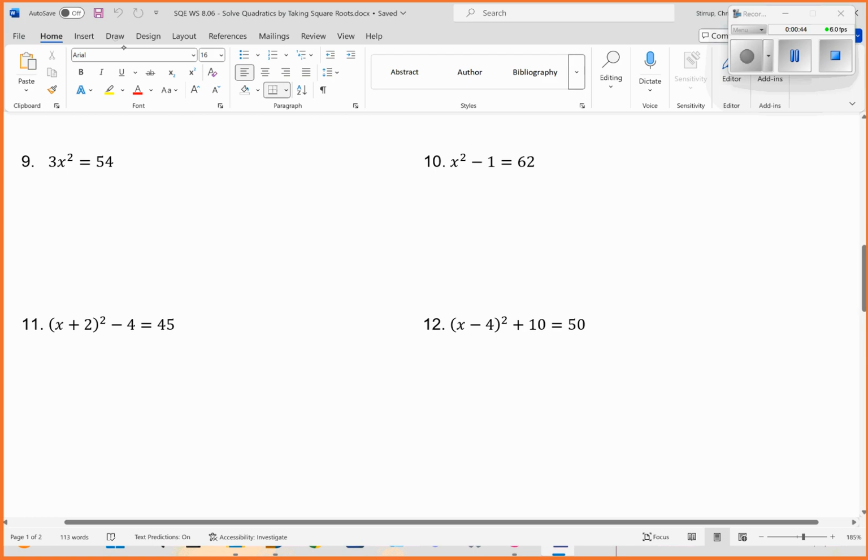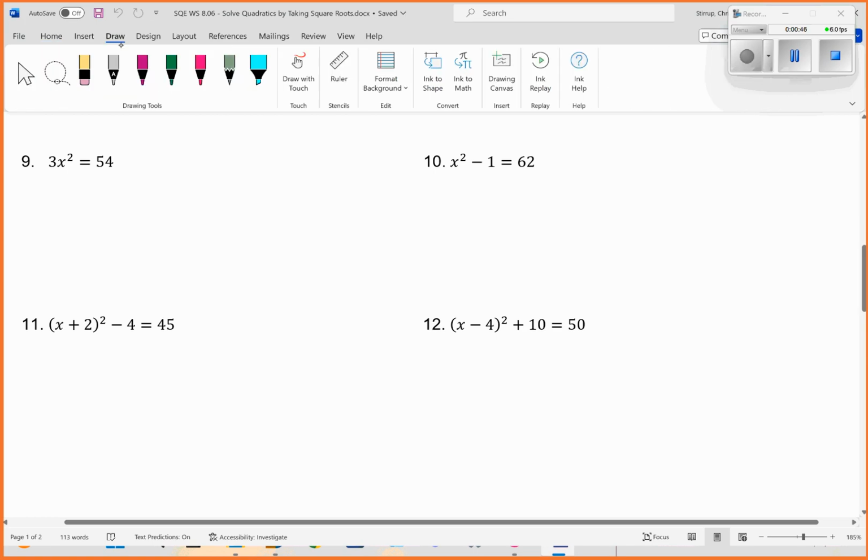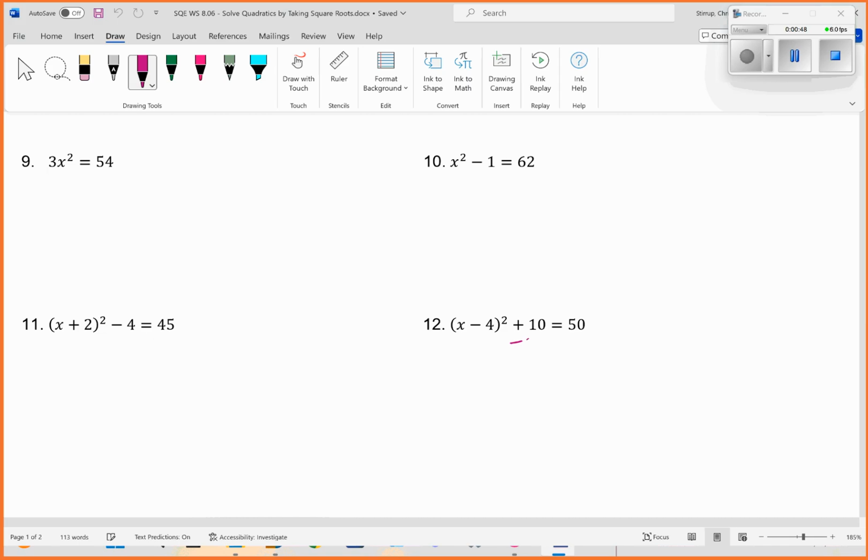All right, for number 12, first thing I want to do is go ahead and subtract 10 from both sides. Those cancel. I have a quantity which has x in it squared. Quantity meaning it's inside parentheses, right? So at this point, we can go ahead and root both sides because we're trying to get x by itself. The root undoes this, so that cancels that. So I just get the x minus 4. I don't need the parentheses any longer. And then I have plus or minus.